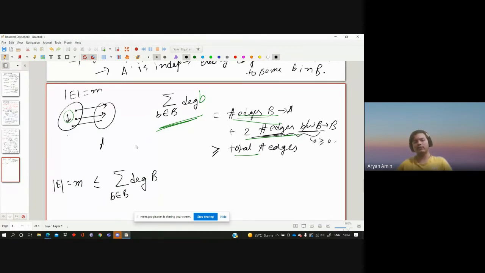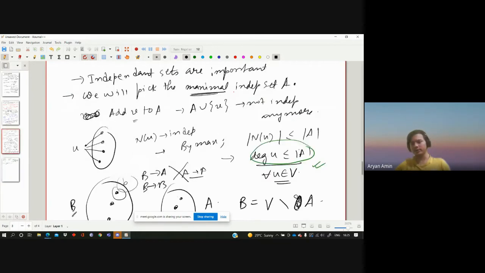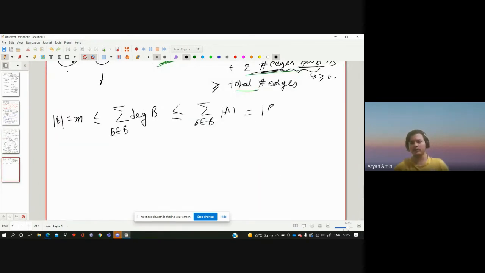So if the number of edges is M, then you can write that M is at most the summation over v belonging to B of degree v, right? Now you know that degree v is always at most |A|. We saw this here. So using that, this is just |B| times |A|. Then you can use AM-GM to get that this is at most (|A|+|B|)^2/4, and |A| plus |B| is n, right? So this gives you n squared over 4. So that also proves the theorem.